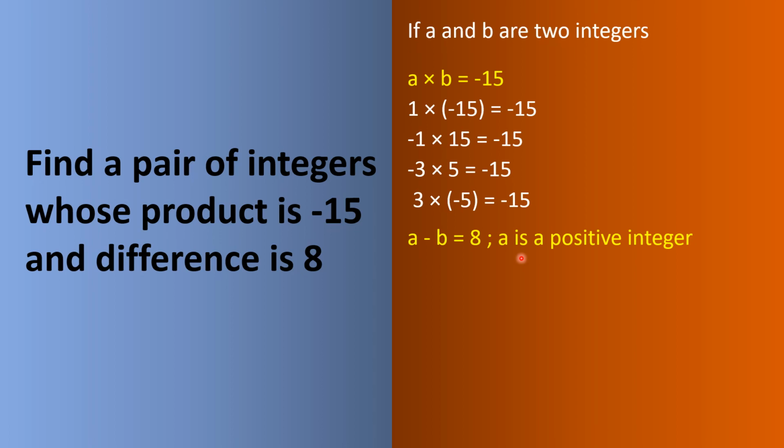So remember, because the answer is a positive integer, it means a is a positive integer here. So a minus b equals 8. Let us see which integers can be put here so that a minus b equals 8. Yes, we can put it like this. If a equals 3 and b equals minus 5, then a minus b equals 8. Another possibility is a equals 5 and b equals minus 3, then also our difference is 8. It means either 5 and minus 3, or 3 and minus 5 are the pairs of integers.